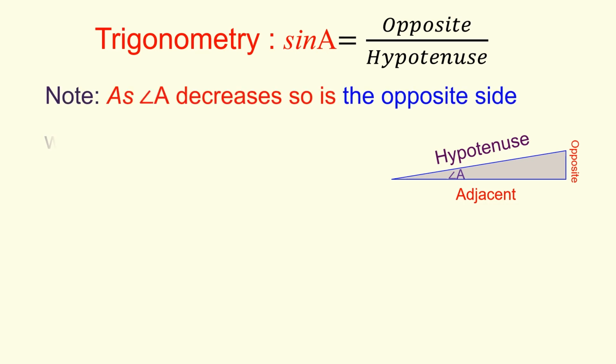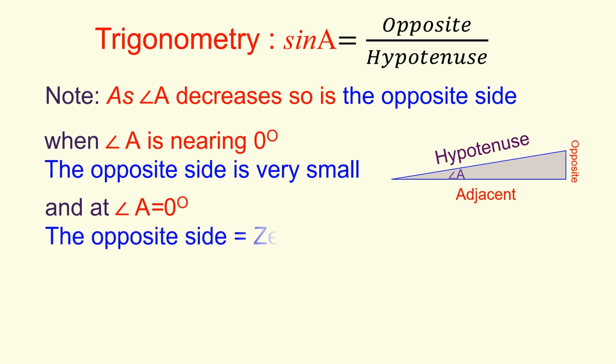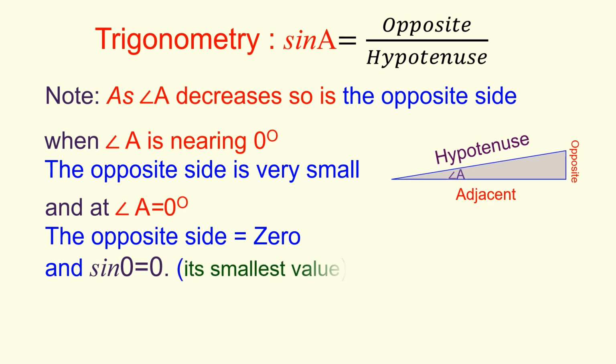As angle decreases, so does the value of sine of the angle A. When angle A is nearing 0 degrees, the opposite side is very small. And at angle A equals 0 degrees, the opposite equals 0. And sine of 0 equals 0. The minimum value of the sine is at 0 degrees, that is equal to 0.